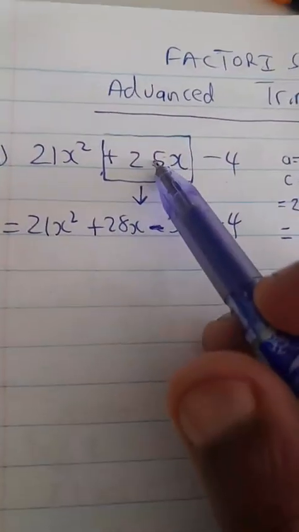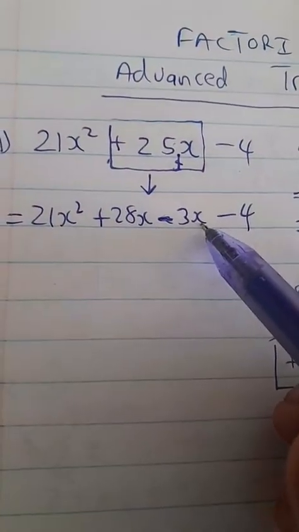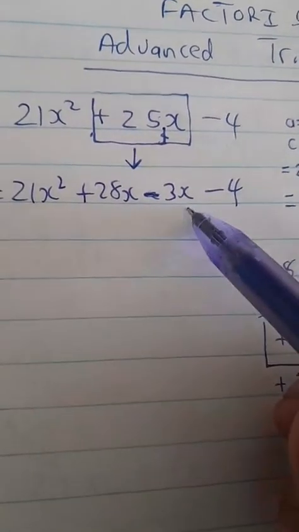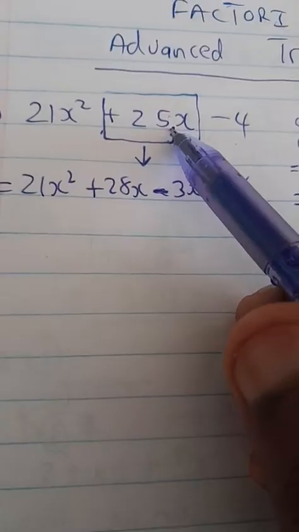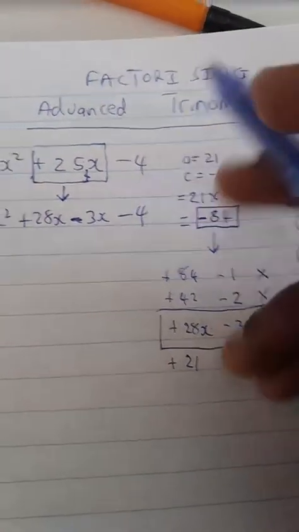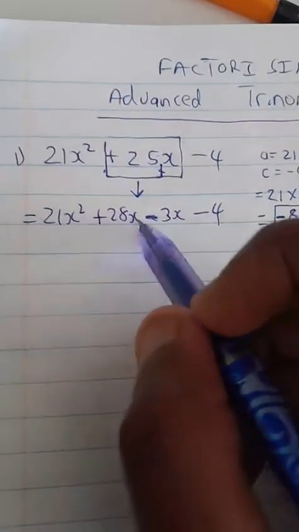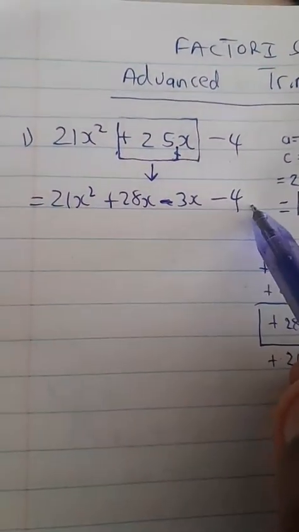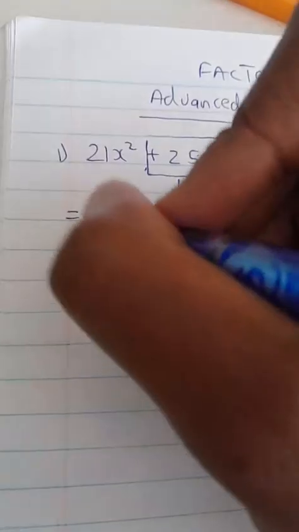There it is. We've replaced 25x with 28x minus 3x. So that makes sense, right? 28x minus 3x does give us 25x. What's even beautiful is that we've chosen relevant factors using the product of A and C. So let's go. The first two terms can be grouped together. The last two terms can be grouped together. So let's factorize grouping the terms.